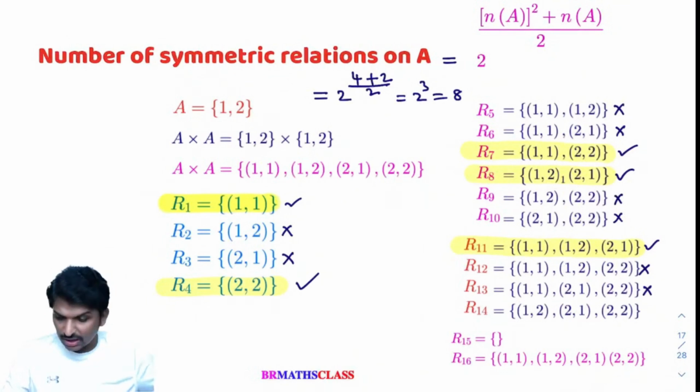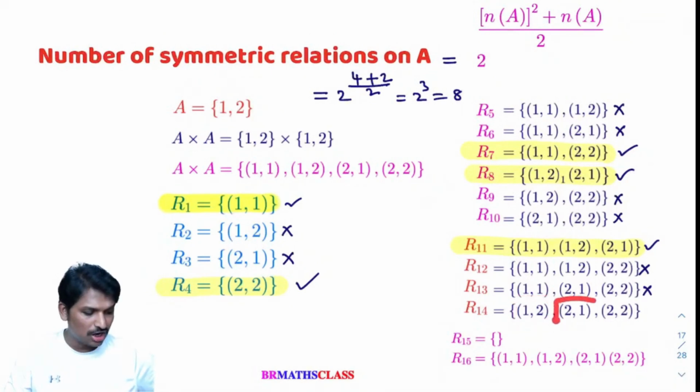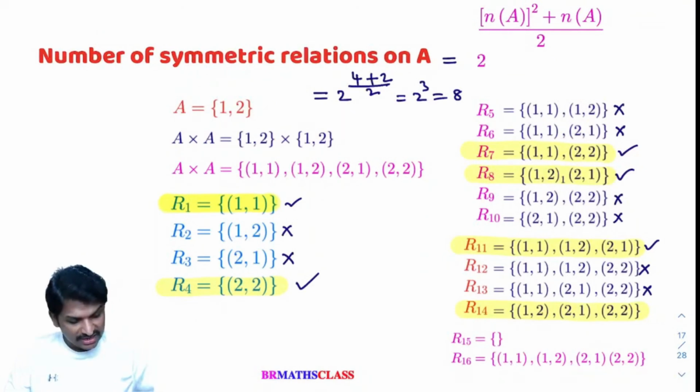Now, what about R14? Look here. (1, 2) is there. Its reverse order is (2, 1), and (2, 1) is there in this relation. Good. This element passes the symmetric condition. Now come to the second element, (2, 1). Its reverse order is (1, 2). Yes, this element also passes the condition. Now you have (2, 2). This type of element always satisfies the symmetric condition. Right? So R14 is clearly a symmetric relation.